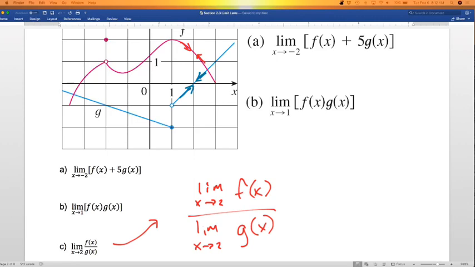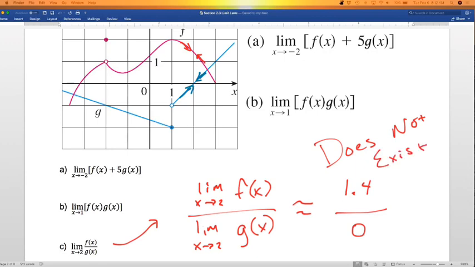What is the limit as x approaches 2 of g of x? 0. And so, regardless of what I estimate my numerator to be, maybe 1.4-ish, my denominator is 0, which is undefined. And so this violates another condition from our laws, that the limit of g of x not be 0. So this is also a does not exist limit. Can't find the limit at that point.